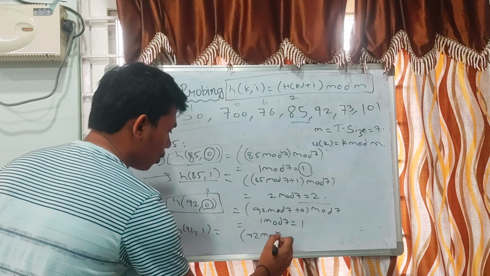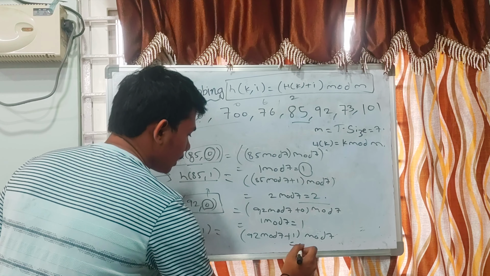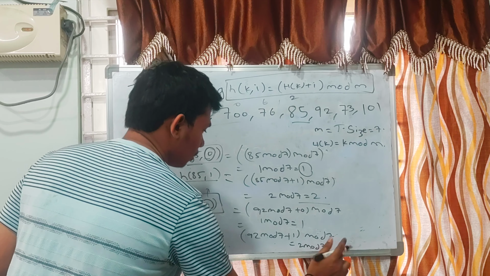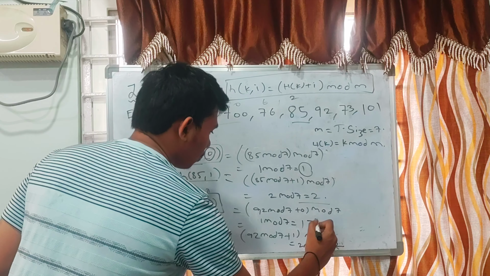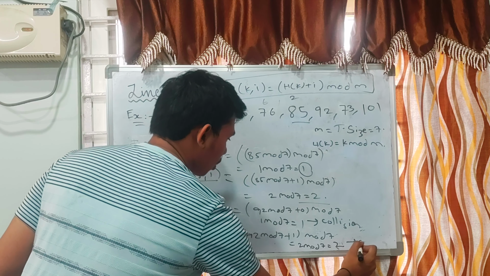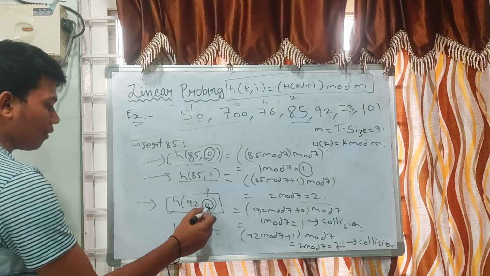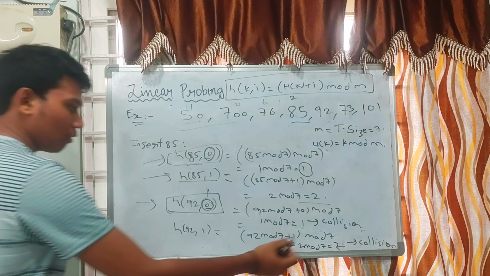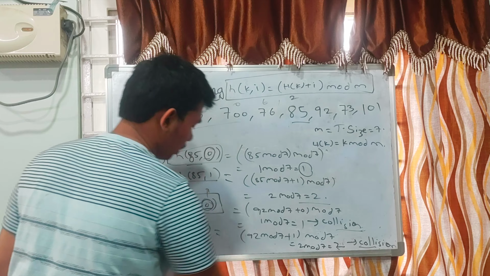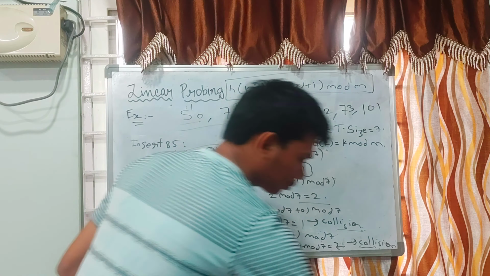So again, (92 mod 7 + 1) mod 7. This will generate the value 2 mod 7, which is 2. As you know, 1 is already occupied, collision, and 2 is also occupied, collision. So we initially took the 0th probe number, got a collision, incremented the probe number by 1, and again got a collision. So again we have to increment our probe number by 1.